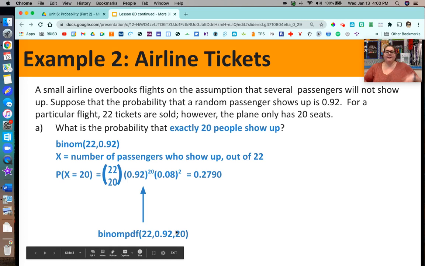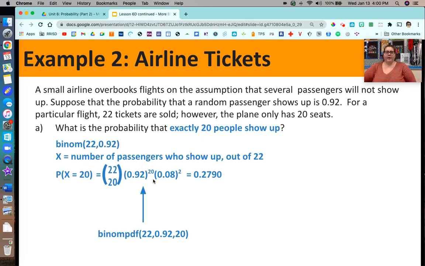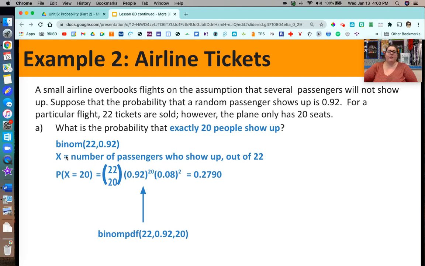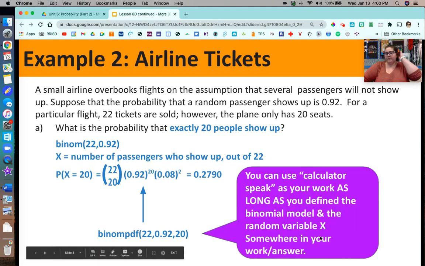Again, you can use that calculator speak as your work instead of showing the formula, but in order for that to count as work on the AP exam, you have to have done these first two things. You have to define the model and you have to define X for your variables. Make sure you do that.